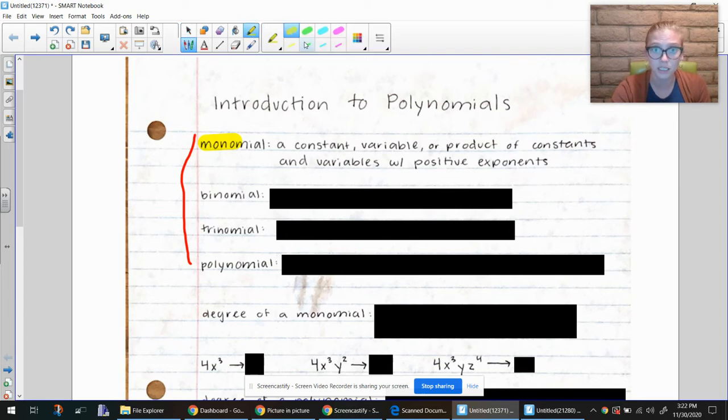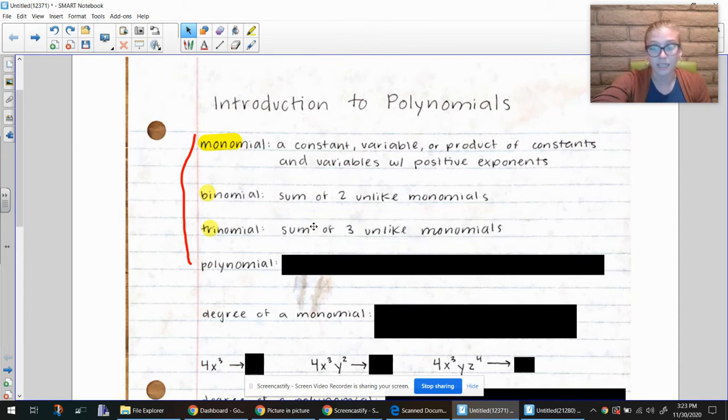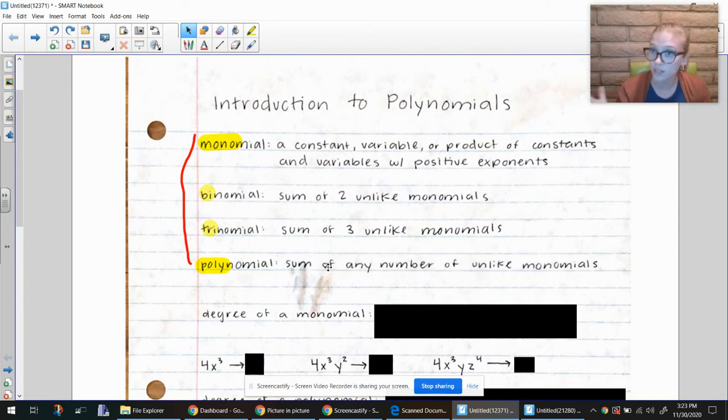A binomial has the root word bi, meaning 2. So a binomial is a combination of two monomials. A trinomial, the root word here is tri. It's the sum of 3 monomials. A polynomial, again, is that umbrella word, and it's going to be the sum of any amount. So it could be more than 3. We can also call a monomial, binomial, and a trinomial a polynomial.